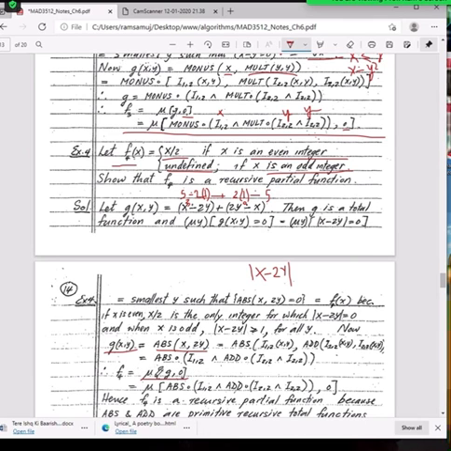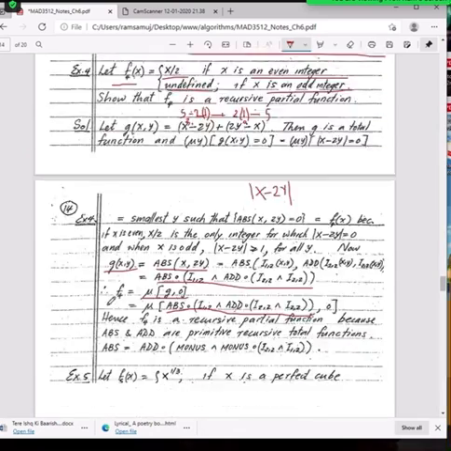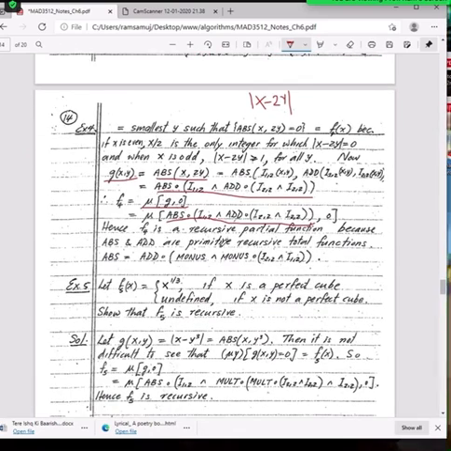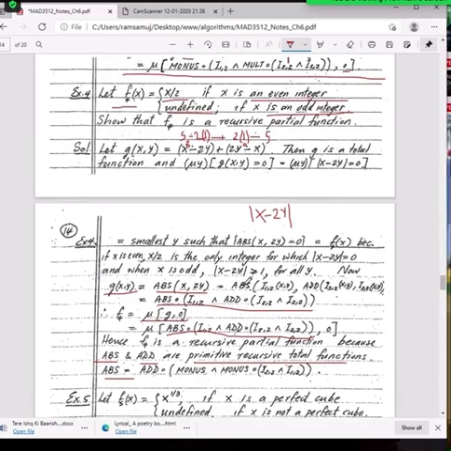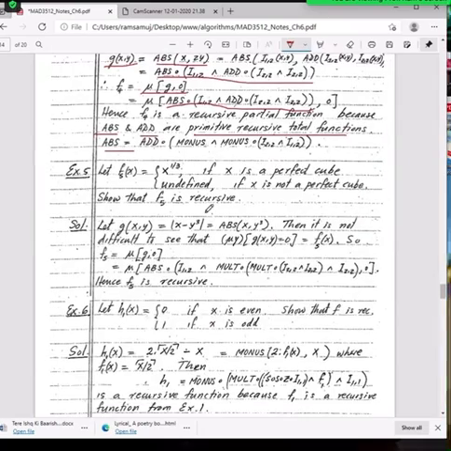You just write what g is. And g is this. And that's why I put exactly this here. You're thinking, this is not so bad. I can do that too. Okay, and it's a recursive partial function because abs and add are primitive recursive total functions. And by the way, in case you want to know what abs is, I'm writing it for you here. So some people are like, well, but Professor, I didn't see this before.